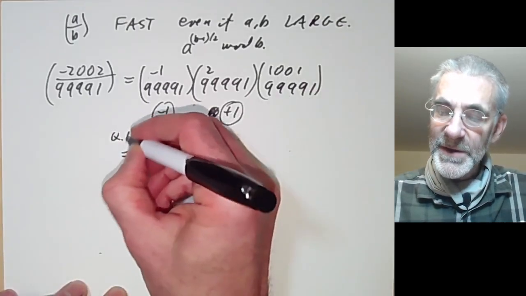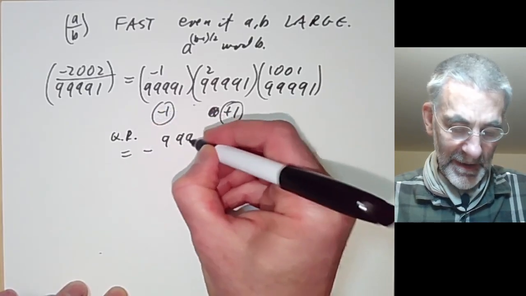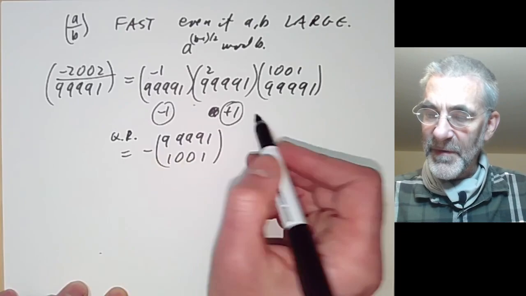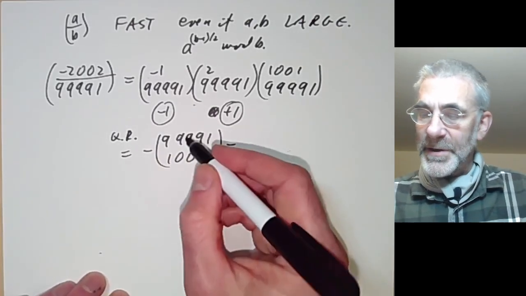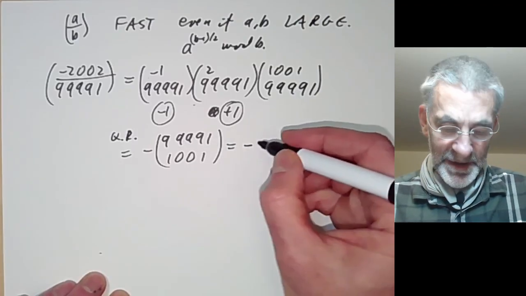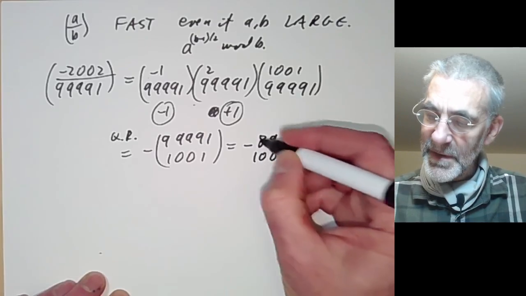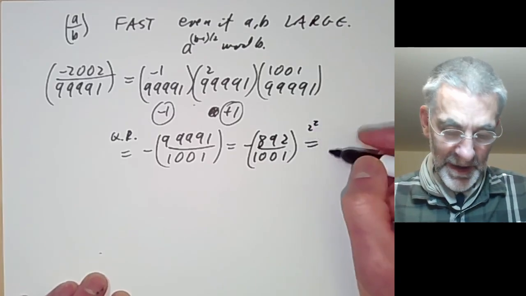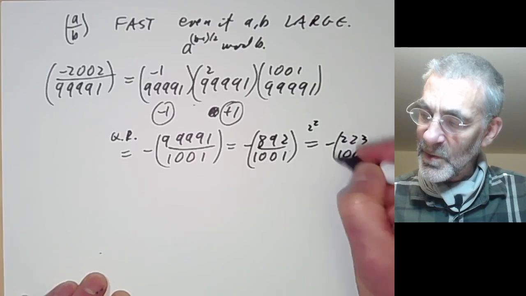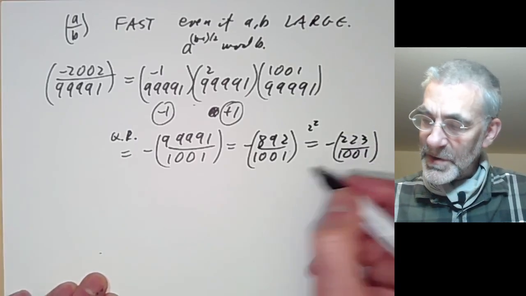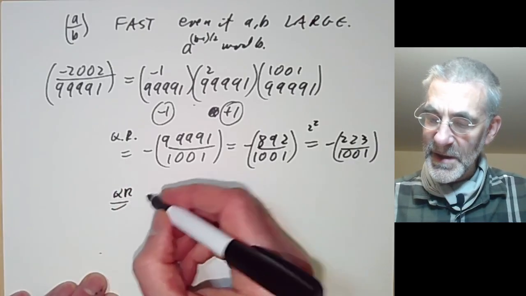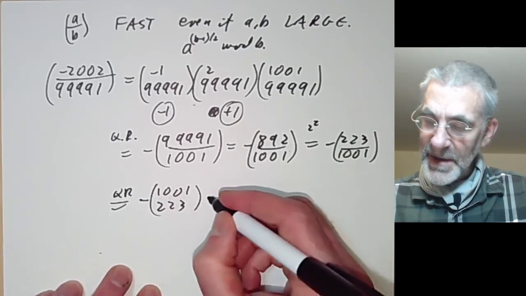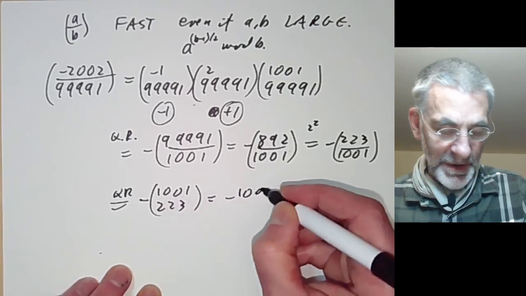We can just use the quadratic reciprocity law and say this is equal to minus (99991/1001). So we get a minus sign coming from there. And now we can just reduce the numerator modulo the denominator, and if I work this out right, this comes to 892 modulo 1001. And then we take out the factors of 2 squared, and we find this is minus (223/1001). And now we use quadratic reciprocity again to invert this, so we get minus (1001/223) because 1001 is 1 mod 4. And then we divide and take a remainder again, which is minus (109/223).